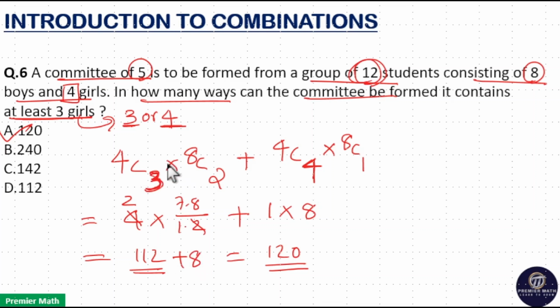Always remember here, into means and: 3 girls and 2 boys. Or means plus: 4 girls and 1 boy. So this way you have to remember it. If it is 3 or 4, consider the possible selection of 3 girls, then add the possible selection of 4 girls.